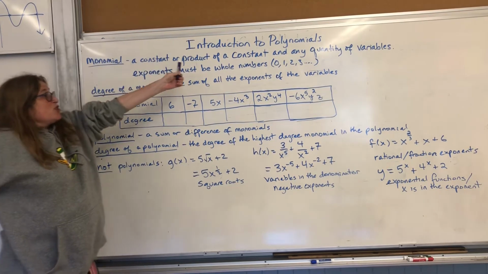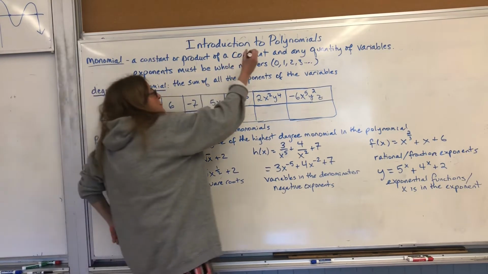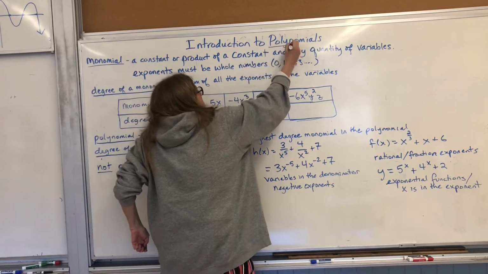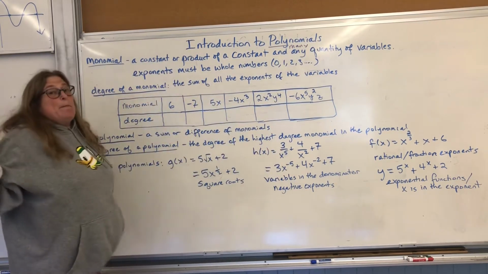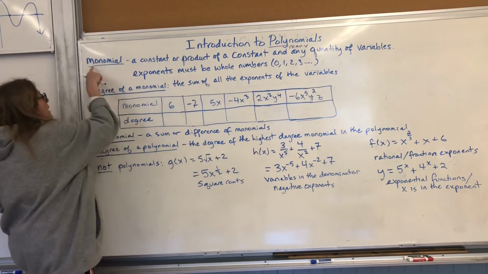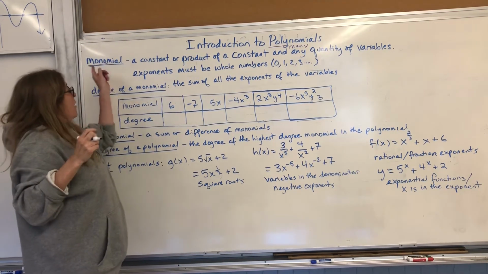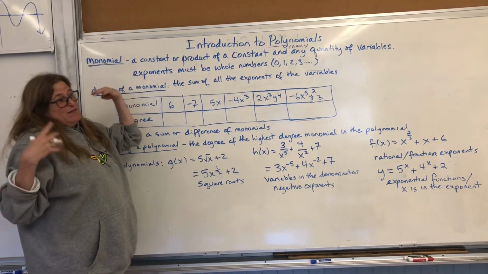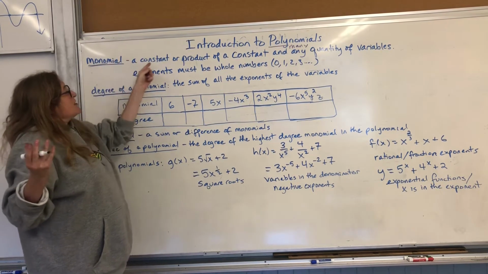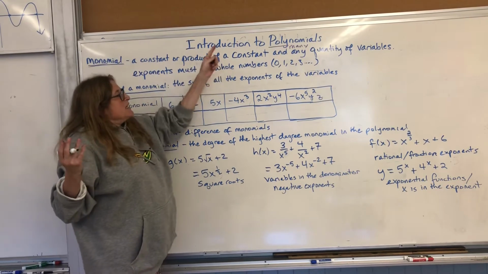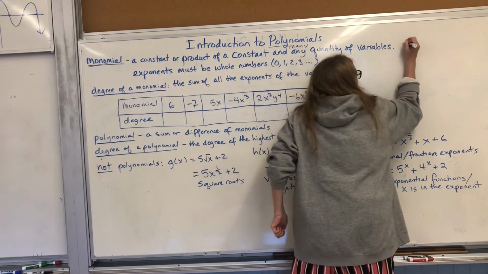It's an introduction to polynomials, and that prefix poly means many, right? So before we talk about many, let's talk about one. Mono means one, right? So a monomial, this may sound like it doesn't make a lot of sense, but it's a constant or a product of a constant and any quantity of variables. The way I like to think of that is a term.